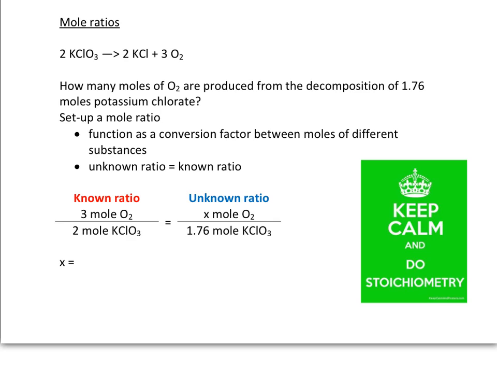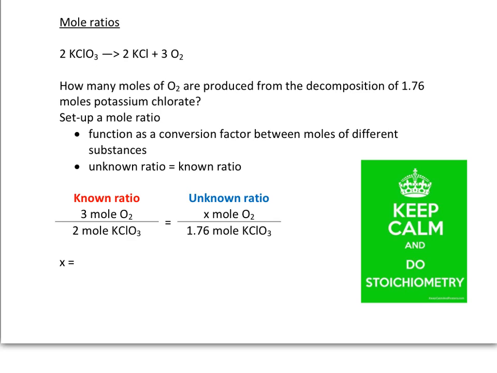And we take the information that we are given, the 1.76 moles of potassium chlorate, and we put those two factors on in what I call the unknown ratio. It's called the unknown because our unknown X is on this side. And now we can solve this ratio for X, and that will tell us the number of moles of oxygen that are indeed being produced in this situation based on the fact that they will react in this way.